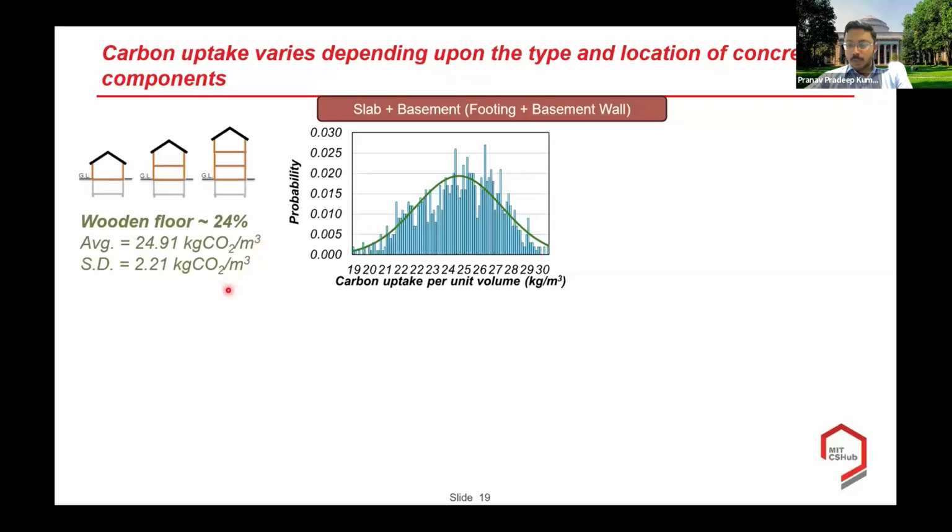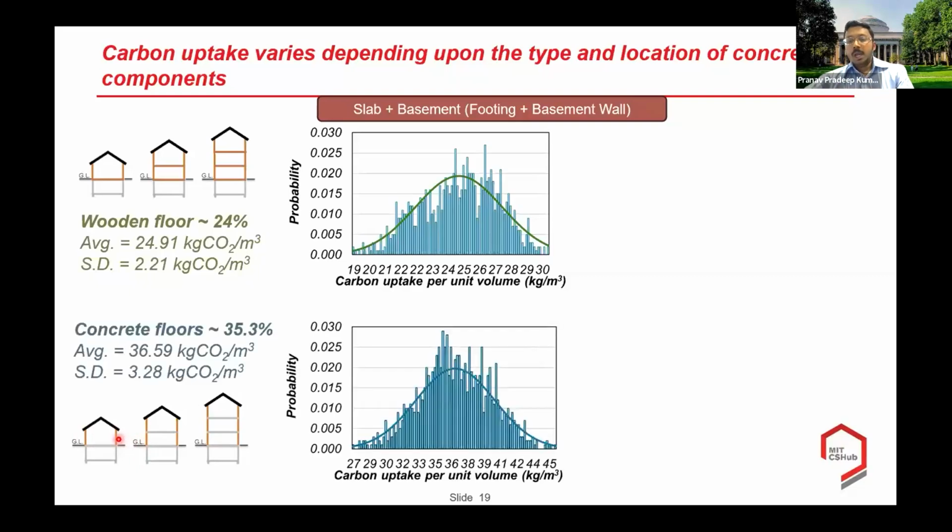And suppose we change the above-grade floors to concrete floors instead of wooden floors. We observe that the carbon uptake values now vary from 27 to about 40 kg CO2 per meter cube, with an average of about 36.6 and a standard deviation of 3.3, which translates to about 35% calcination emissions.